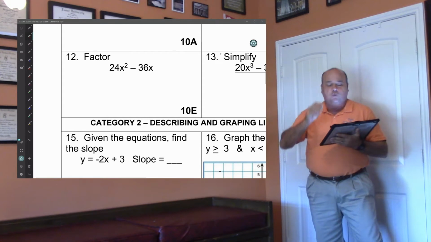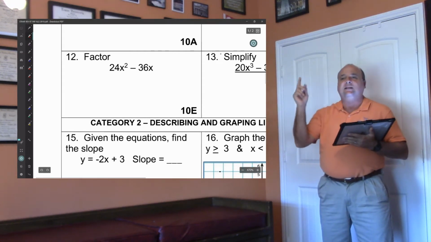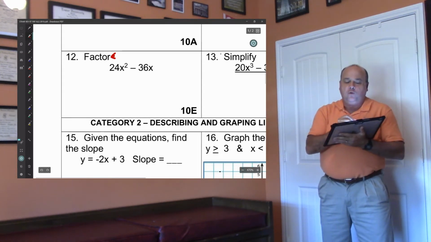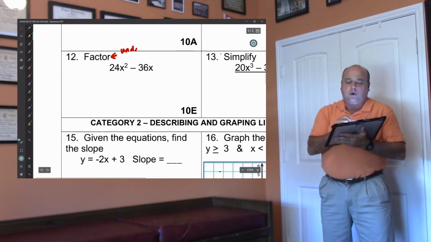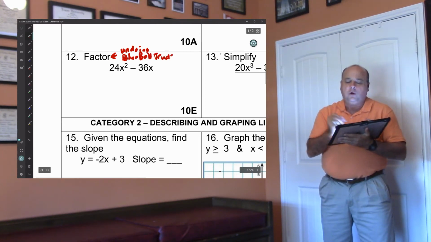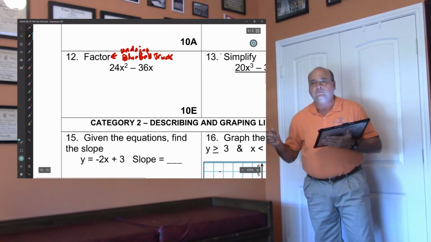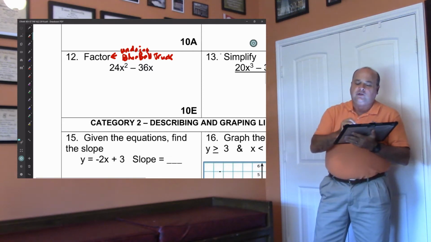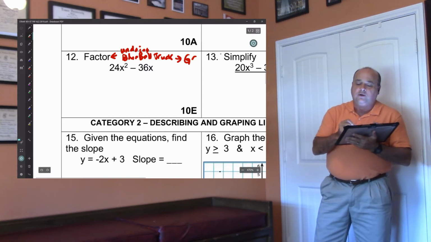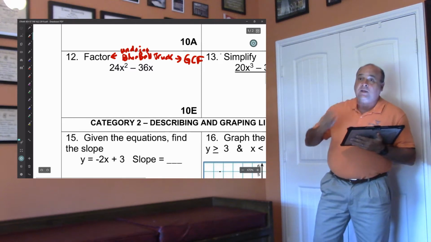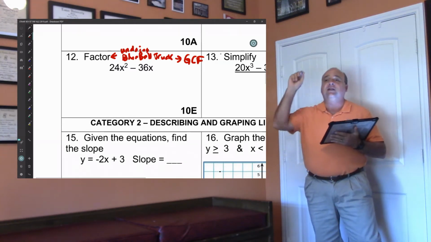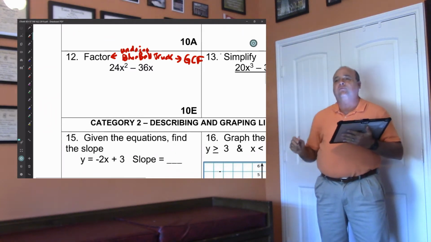Okay, let's do number 12. So on number 12 it says factor, right? When you factor, basically you are undoing the bluebell truck. And I will explain this in a minute. You are undoing the bluebell truck. To do this, you need the bluebell truck, which is really your GCF. It's your greatest common factor. It's the number you would divide in to reduce a fraction.